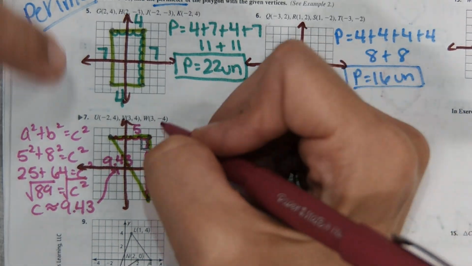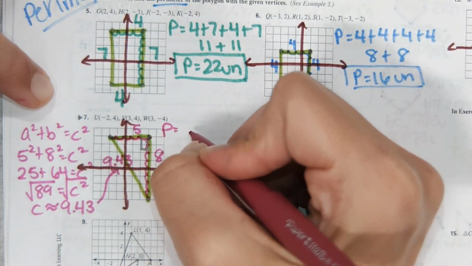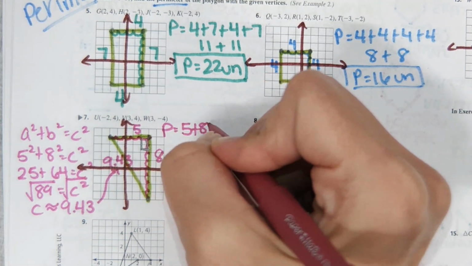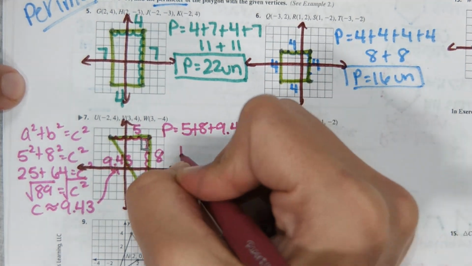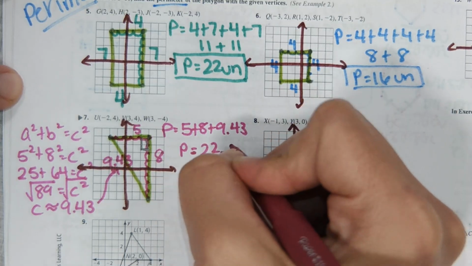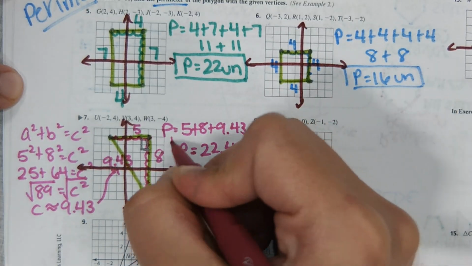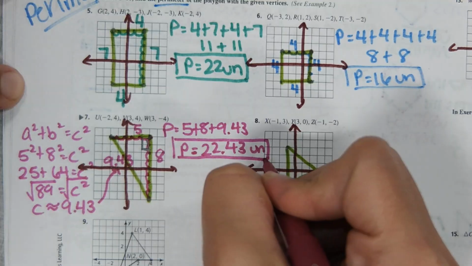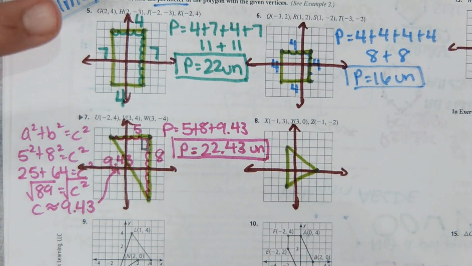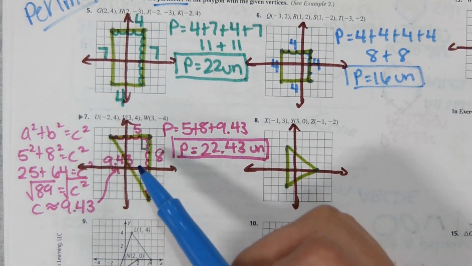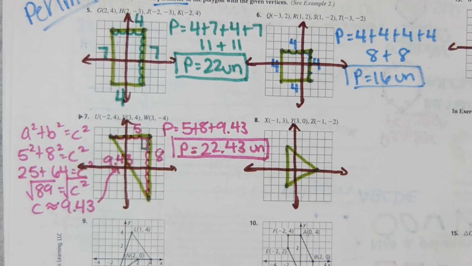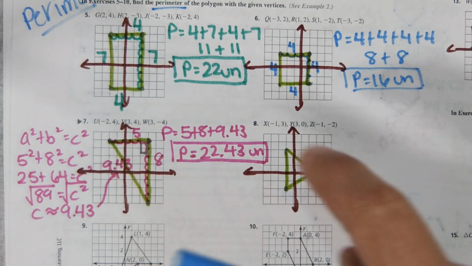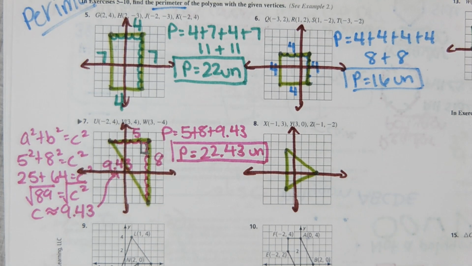And then to find the perimeter, we add up those values. 5 plus 8 plus 9.43, and the perimeter is 22.43 units. So the first two are very middle school level, and this is more high school. The actual standard for this says finding the perimeter of a shape on a coordinate plane where you have to solve for up to 2 sides. So we just solved for one side, and then the next one we're going to solve 2 sides.